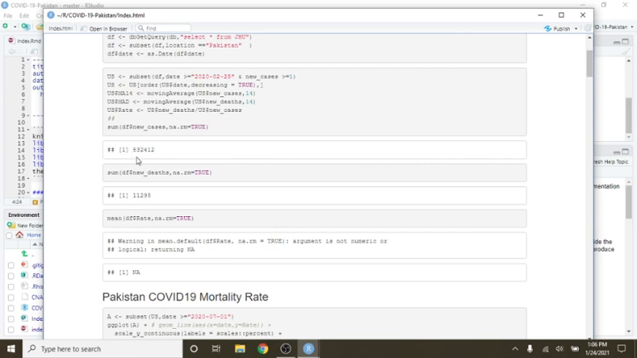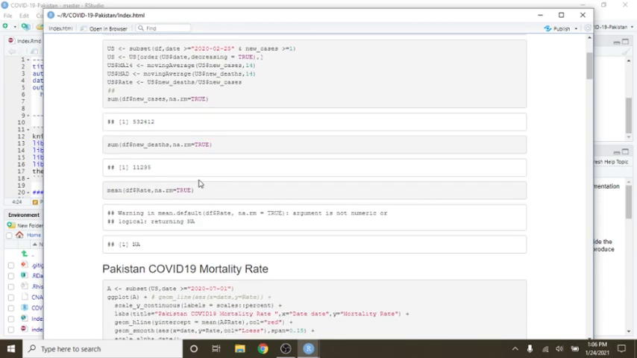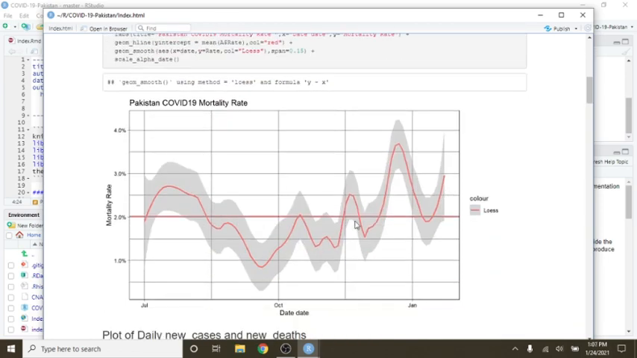So you can see currently Pakistan has 532,000 plus cases, 11,295 deaths. If we look at mortality, unfortunately, the mortality rate is above average. Average being about 2%. You can see it's climbing back up to 3%. So this is not good for Pakistan.